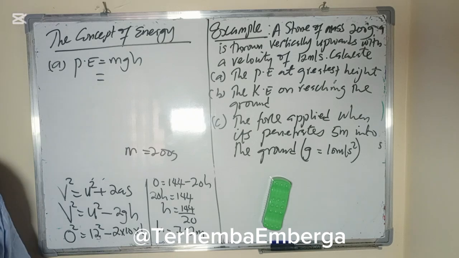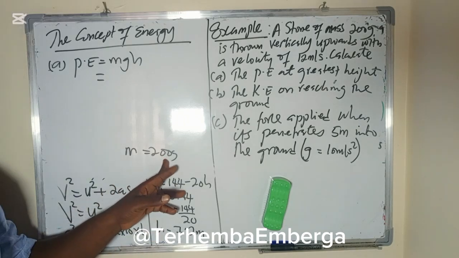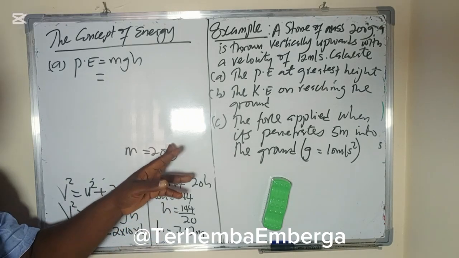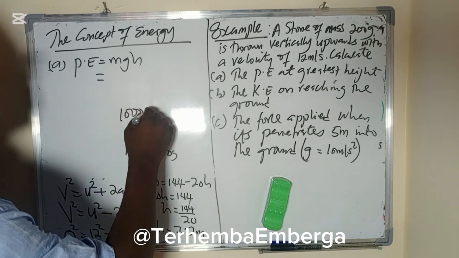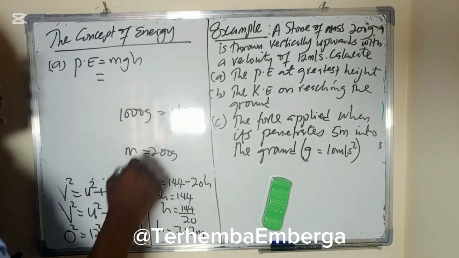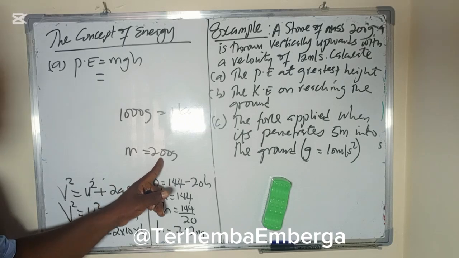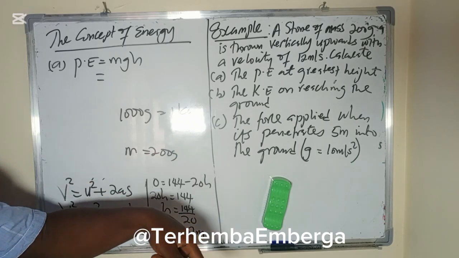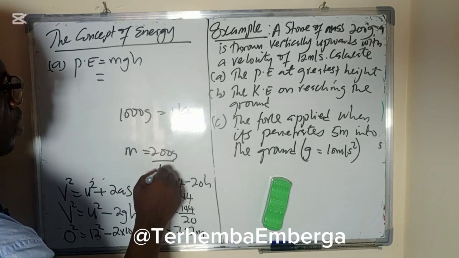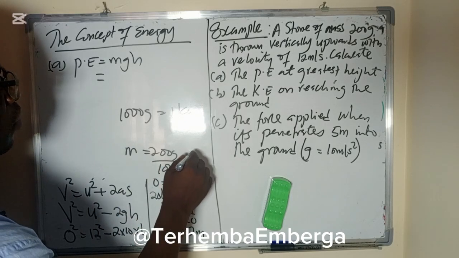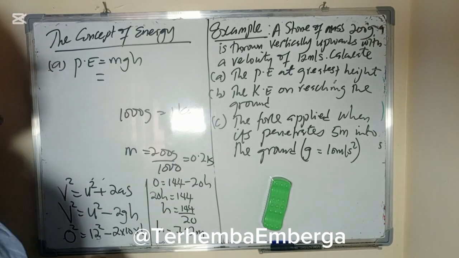I always tell you, if you are converting a unit to a standard unit, you need to know the relationship. So in this case, 1000 grams is equivalent to 1 kg. And since you are converting from a small unit to a bigger unit, you simply divide 200 by 1000, and that will give us 0.2 kg.